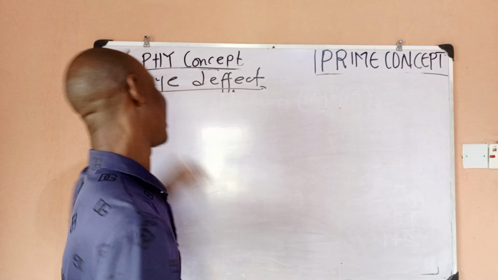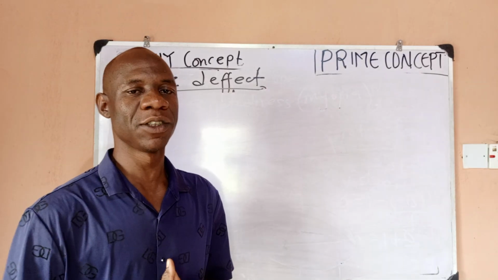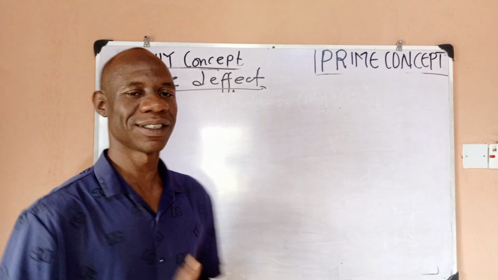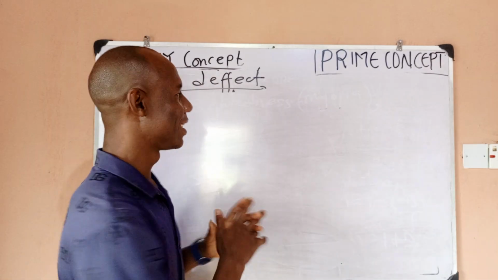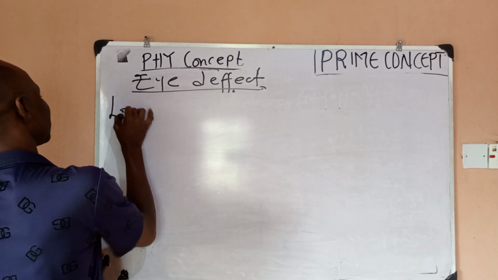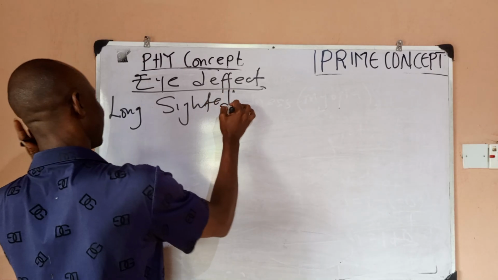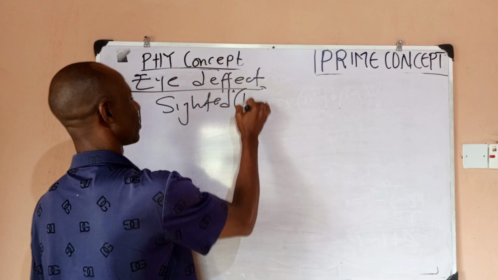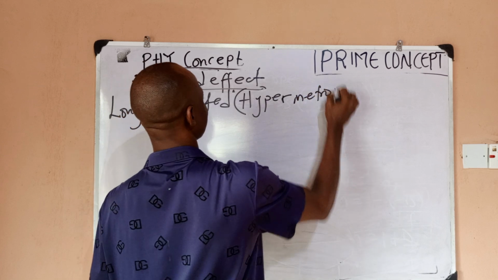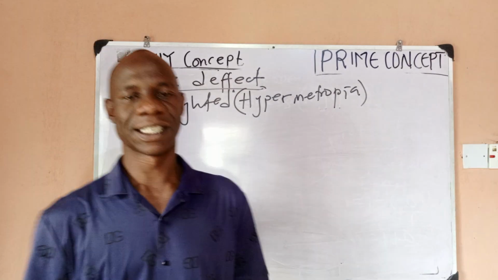We are still looking at the concept of eye defects. In our previous video, we started by explaining one of the eye defects, which is short-sightedness. In this video, we want to look at another eye defect, which is long-sightedness. Long-sightedness can also be called hypermetropia.